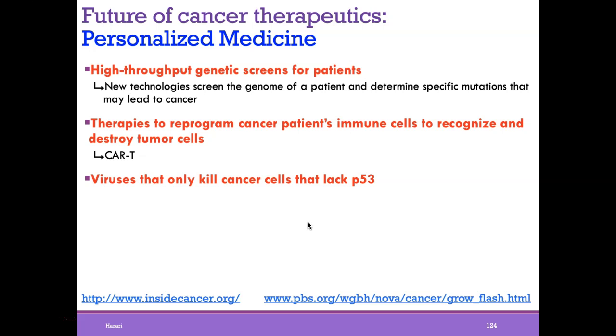It's a long story to explain how this works, but in a nutshell you're specifically targeting only cancer cells that don't have p53, meaning those are the cells that can't correct their DNA damage. All the other cells that have p53, which can correct DNA damage, are fine.